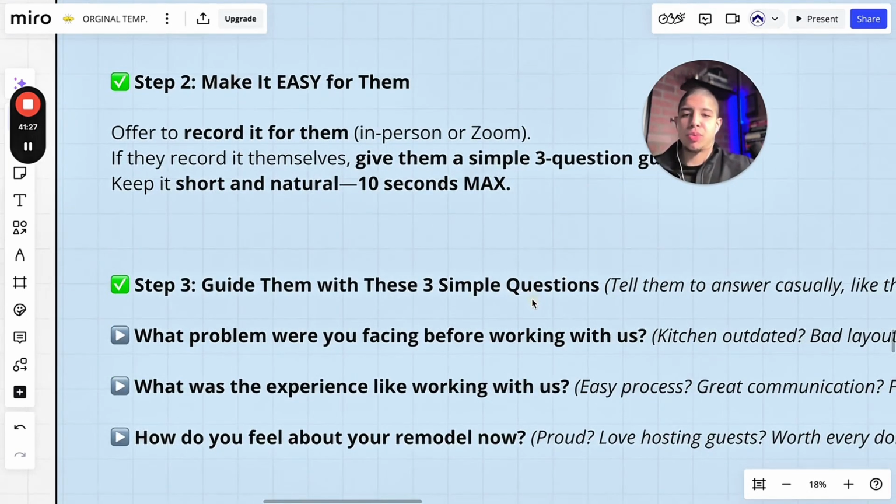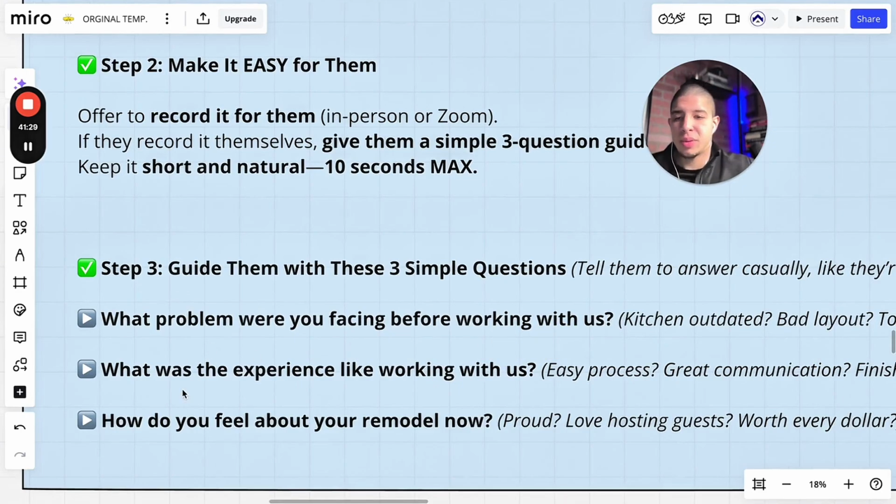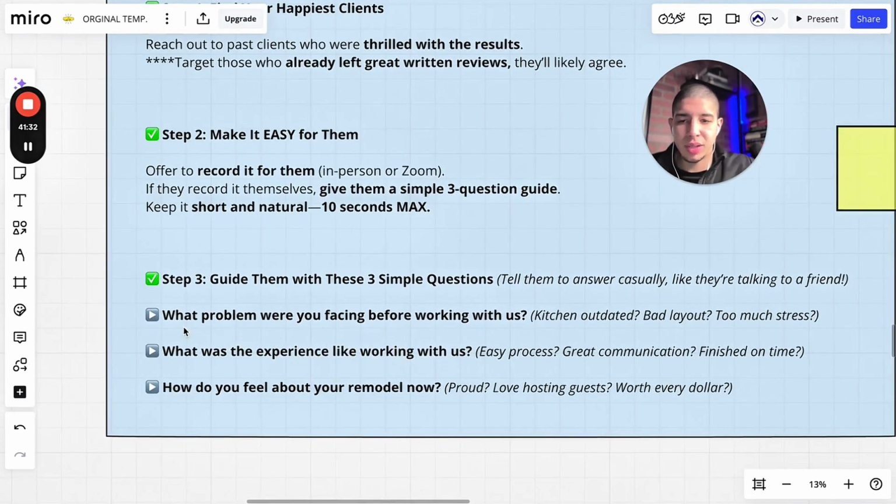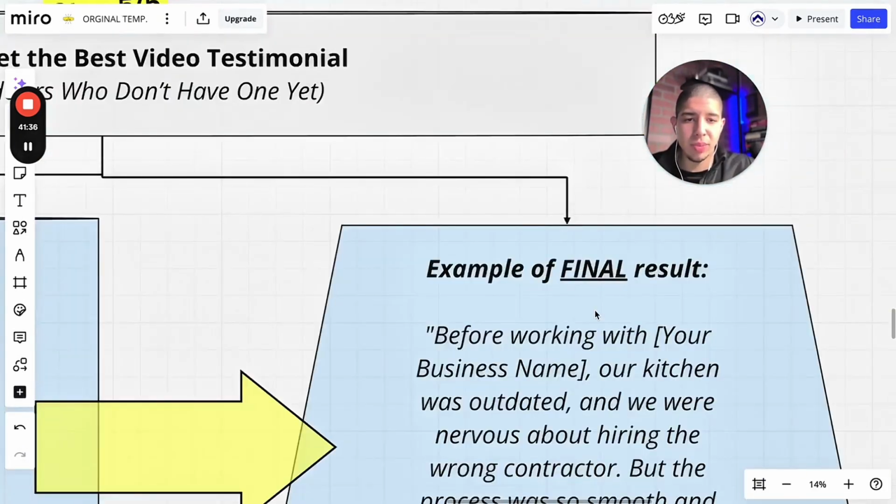All right. Step 3, guide them with the 3 simple questions. Boom, boom, boom, boom. Screenshot that, right? Write that down. Keep that for yourself. Boom. Next one. Example of final result.